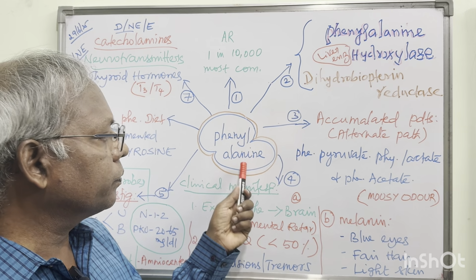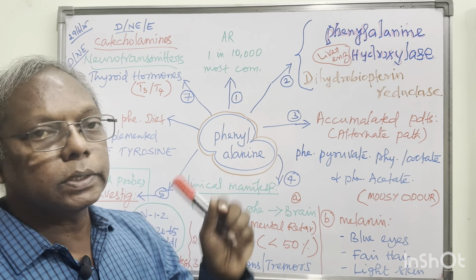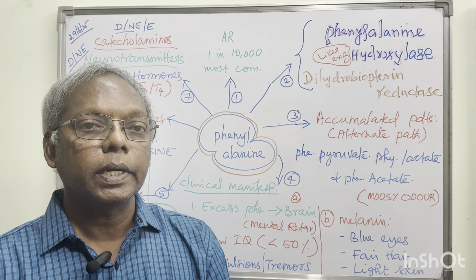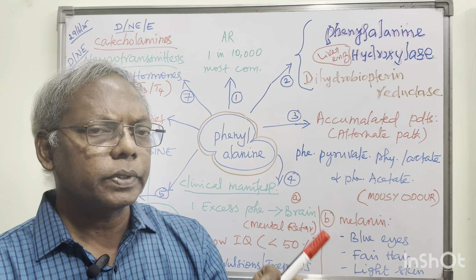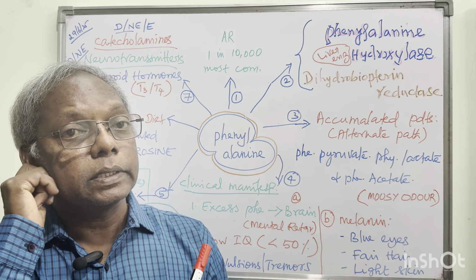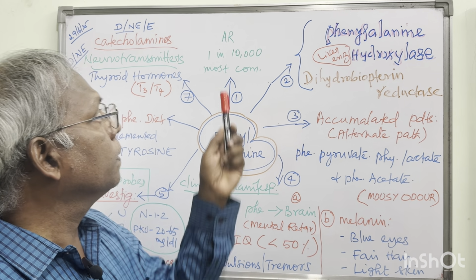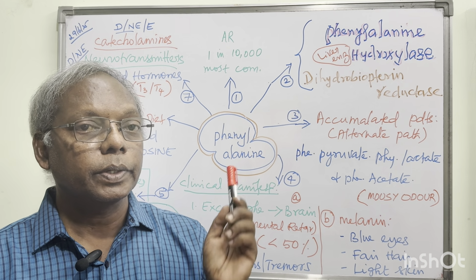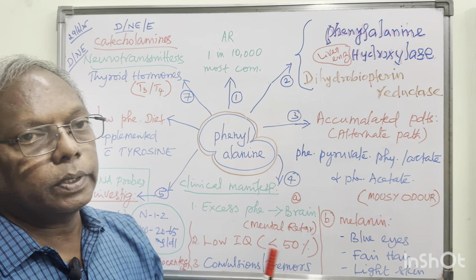The first point is the usual introductory point. First one is the incidence is 1 in 10,000. Some books say up to 20-25,000. This is the most common amino acid disorder in human beings. It is autosomal recessive. Very important MCQ point.